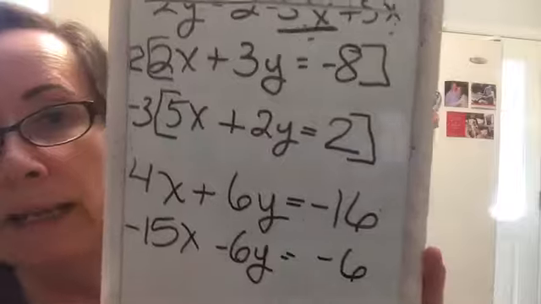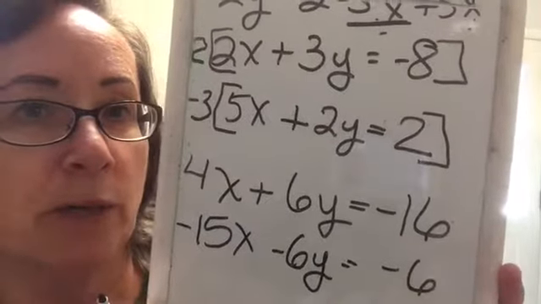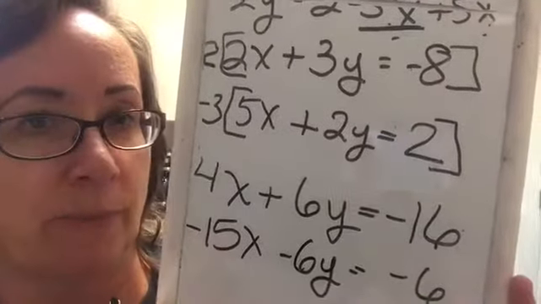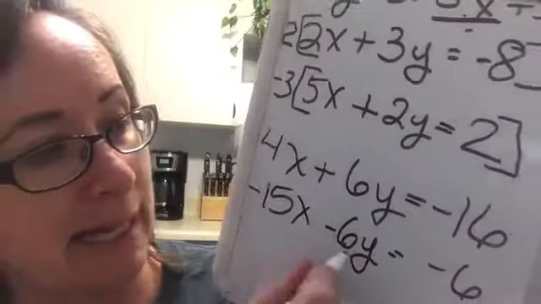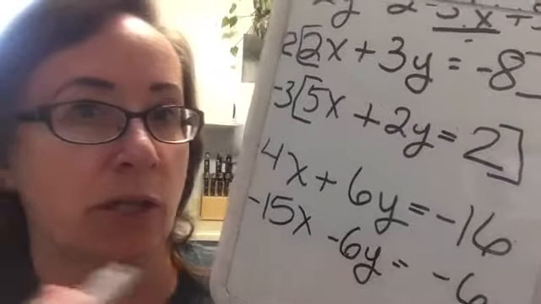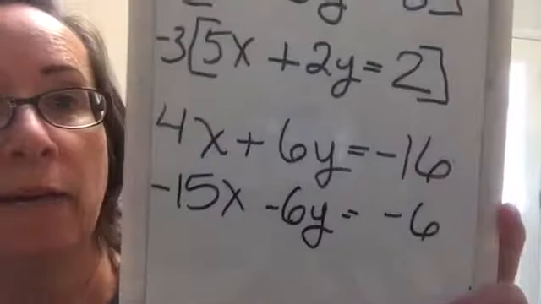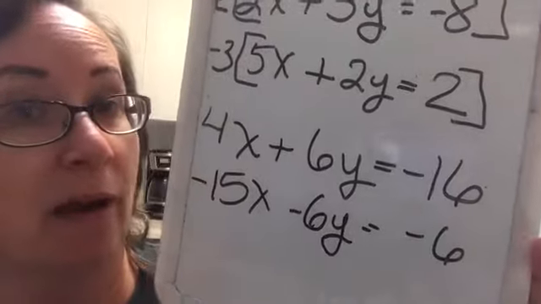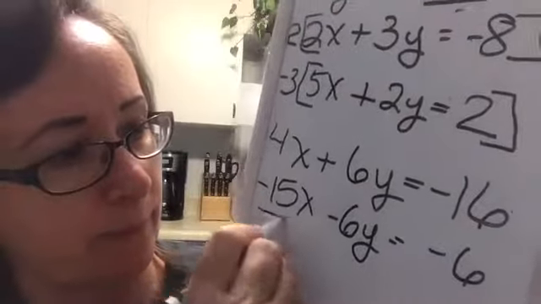So the important thing to note is that once you decide what number you're going to multiply by, you multiply each and every term by that number with the goal of getting one of your variables to cancel out or eliminate. So now you can see that my 6y and my negative 6y are all ready to cancel if I just add these two equations together.